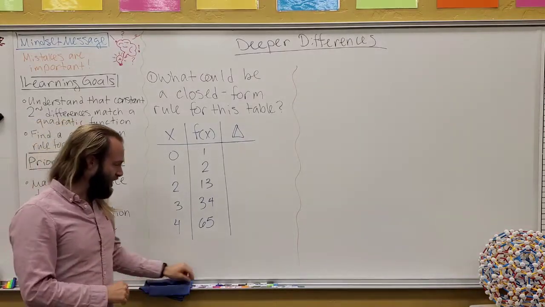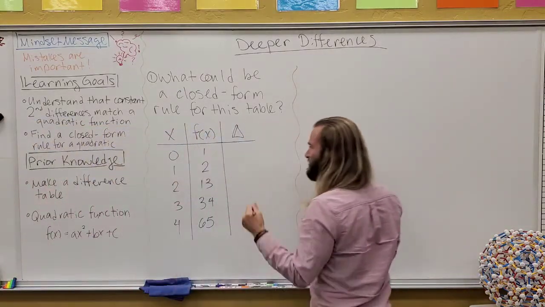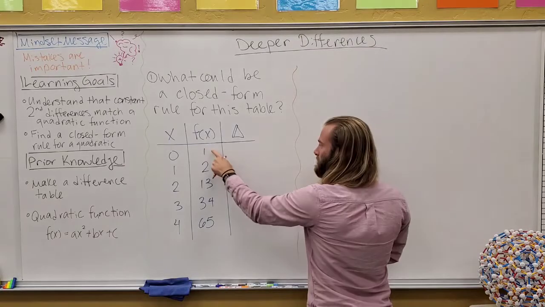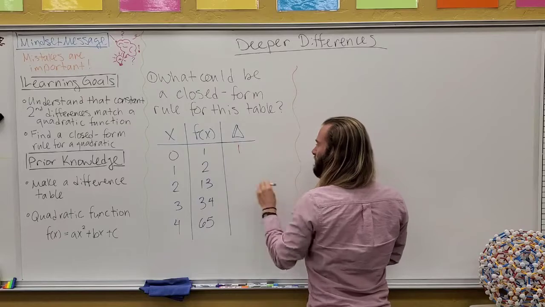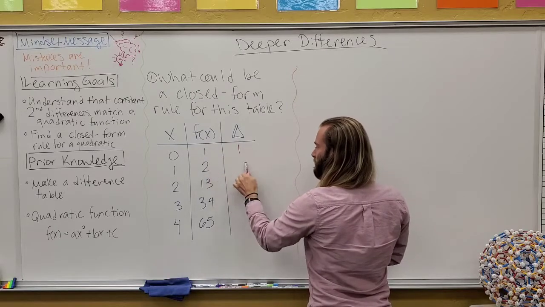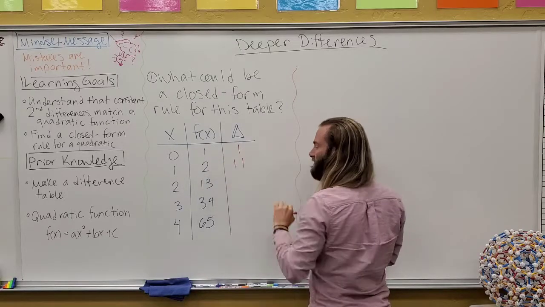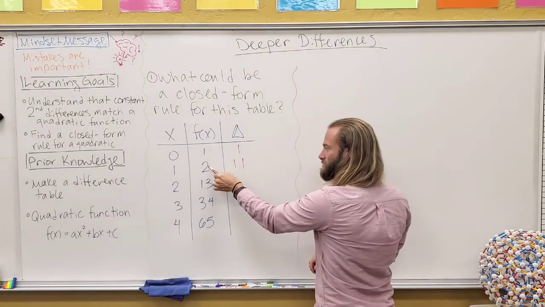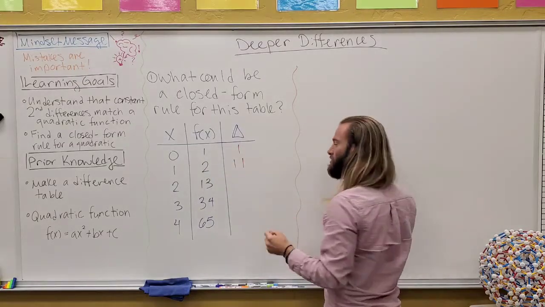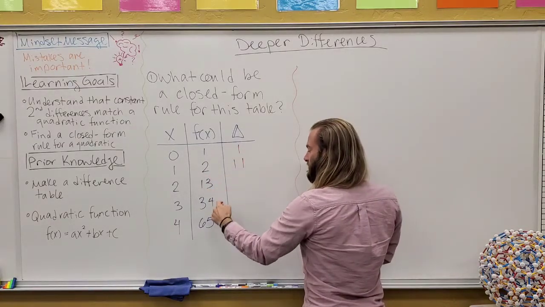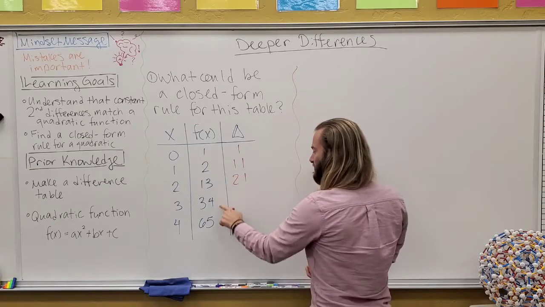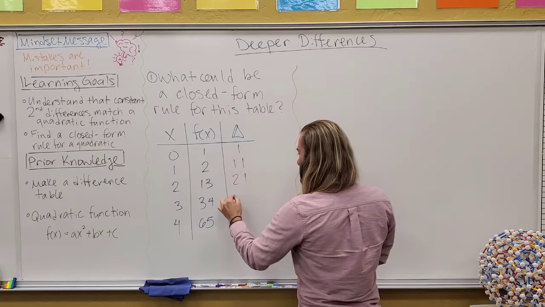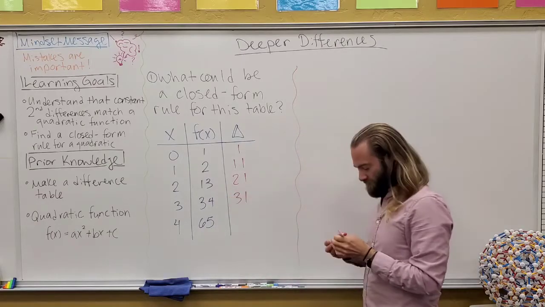So why don't we actually start by making the difference table for this, which I've of course already set up. So to get from 1 to 2, I add 1, right? 1 plus 1 is 2. 2 plus what is 13? That would be 11, right? You can also just subtract this minus this, of course. And then from 13 to 34, that's going to be 21, I believe. And 34 to 65 is going to be 31.